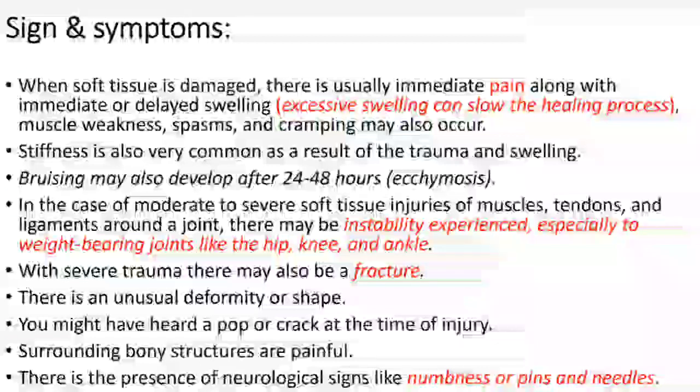There is an unusual deformity or shape. You might have heard a pop or crack at the time of injury. Surrounding bony structures are painful. There is the presence of neurological signs like numbness or pins and needles.